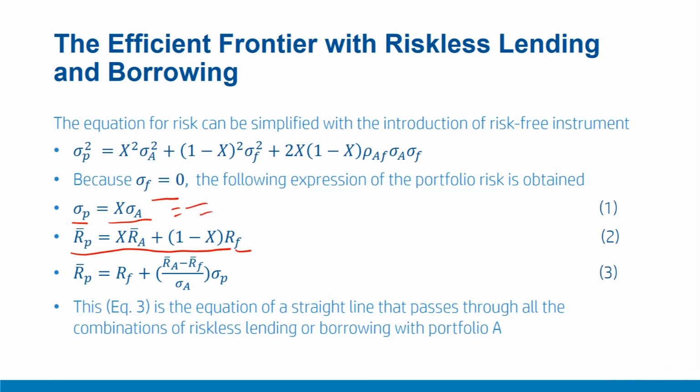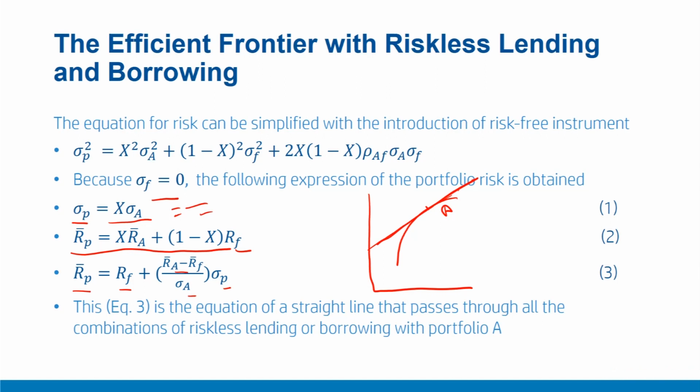Using these two equations, 1 and 2, we can further simplify this expression in the form of Rp bar equal to Rf plus (Ra bar minus Rf) upon sigma A into sigma p. Now, this is a very simplified form of expression of portfolio expected return and risk. And this equation is precisely the straight line that passes through all the combinations of risk-free lending and borrowing with portfolio A. So if you remember, this was the efficient frontier, and any point A if you have picked here, then this would represent all the points on this line.